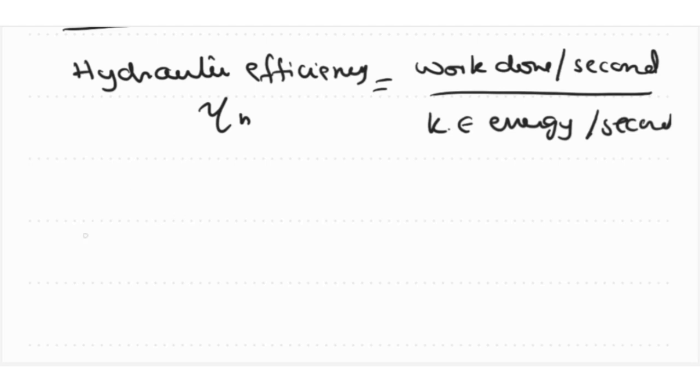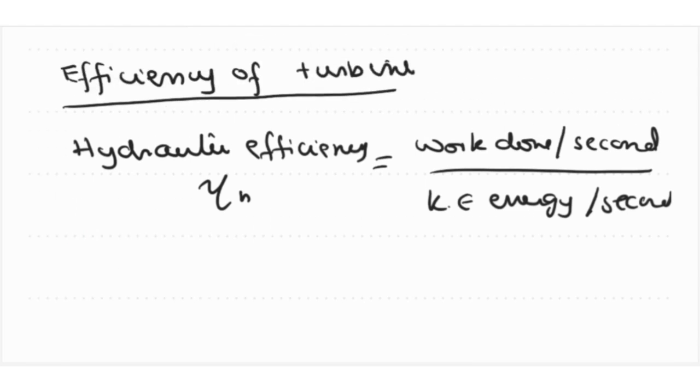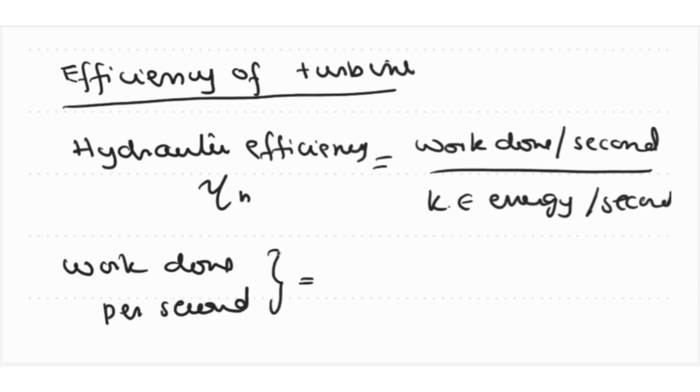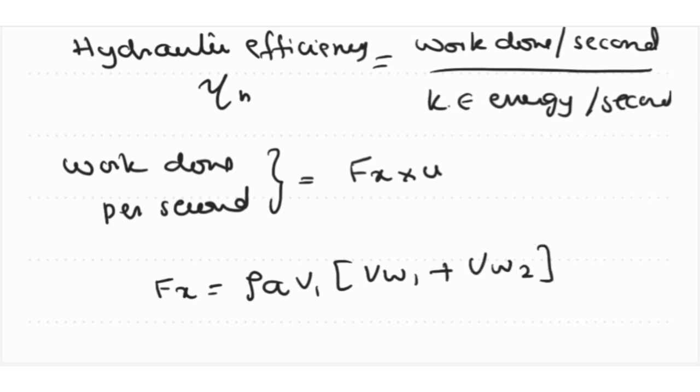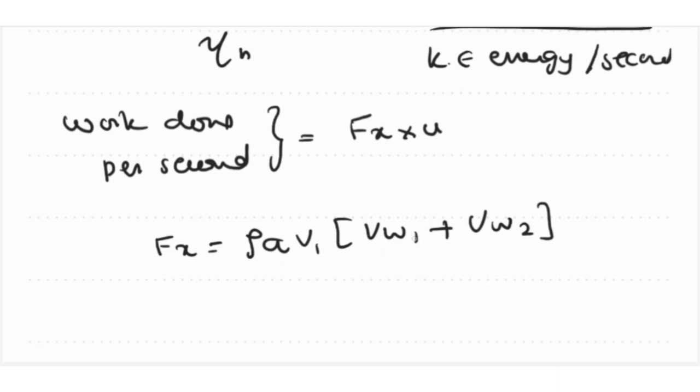So now we have work done per second is equal to Fx into U. So Fx is equal to rho into A into V1 into (VW1 plus VW2). So here we can write VW1. From the figure you can see VW1 is equal to V1. And what is VW2?